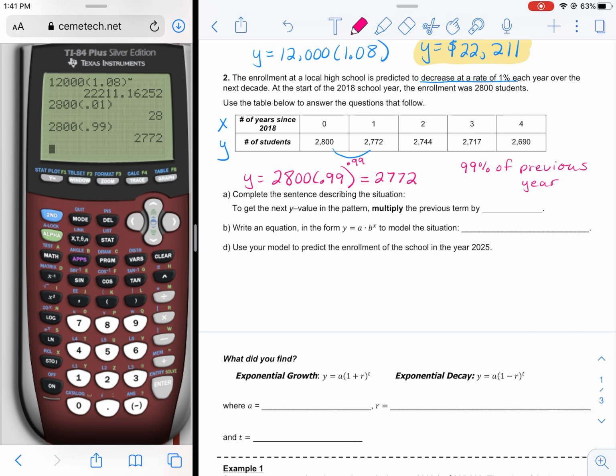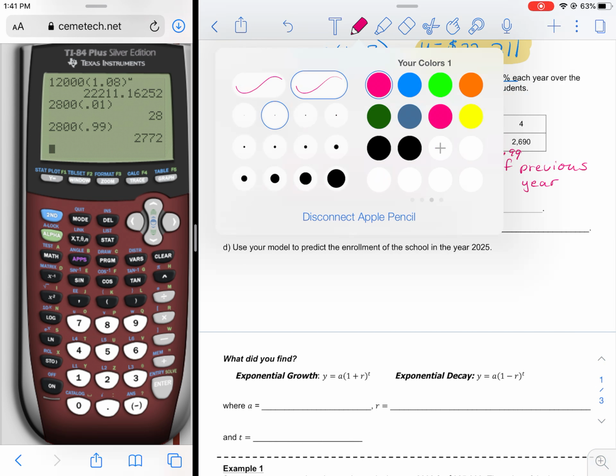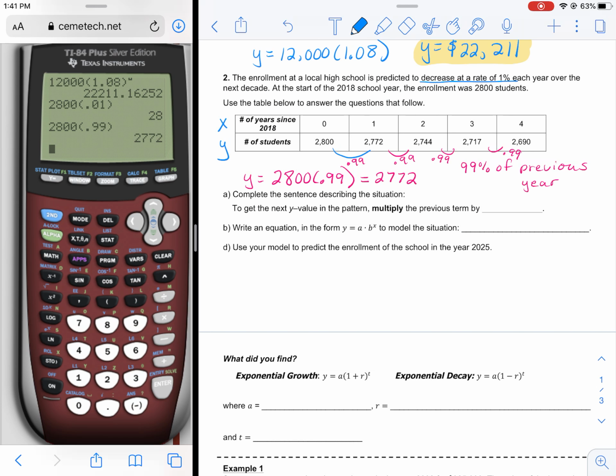So multiply by 0.99 repeatedly. That's called the multiplier. That's the most efficient way to find that decay. So to get the next y value in the pattern, multiply the previous term by 0.99. If we want to write an exponential decay model, similar to the growth, we start with the initial amount, which in this case was 2,800 students. And then what's the base of the exponent? What did we repeatedly multiply by? 0.99. And then we raise that to the x power.